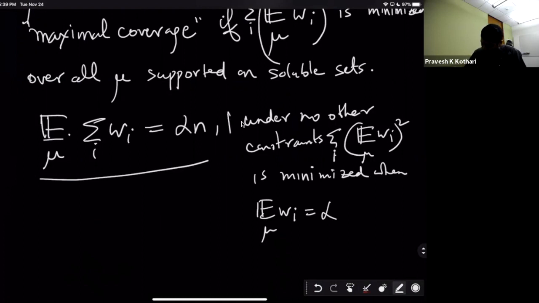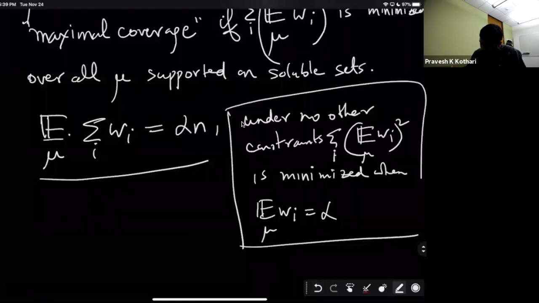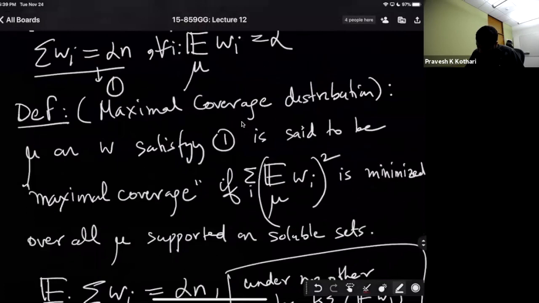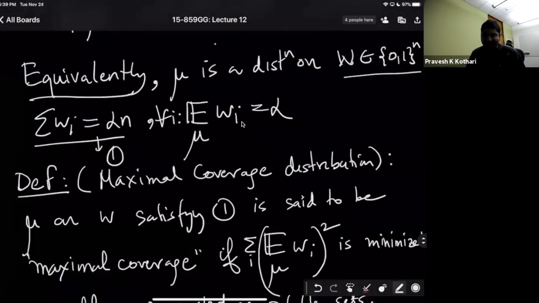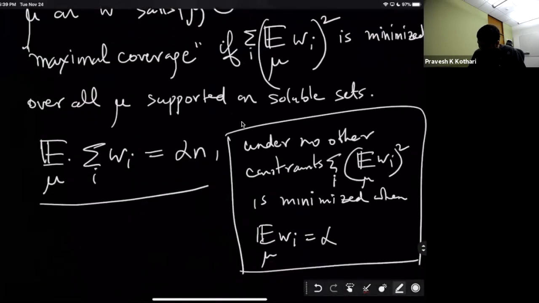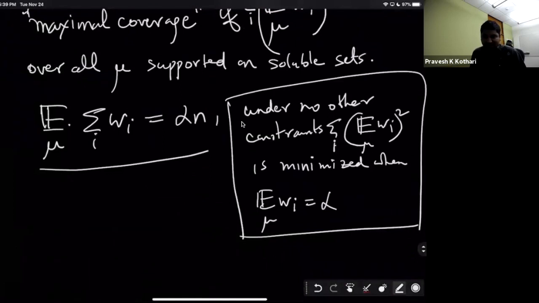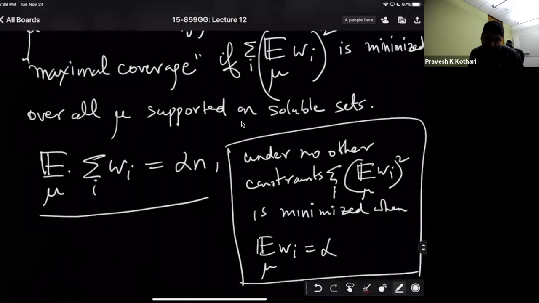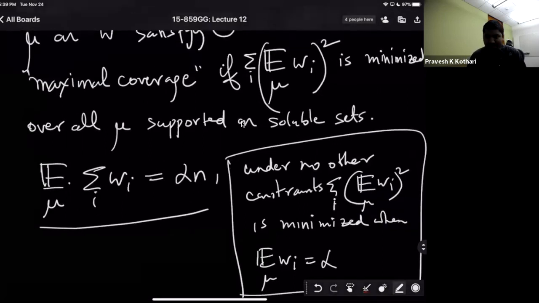So if I had no other constraints, I'd set them all equal, summing to alpha n, which is what the partition satisfied. You're saying, if there were no constraints, then I would have set this to alpha. But of course, I have constraints. Each point in my support has to be a soluble set. So I may not actually end up with alpha, but my hope is that this still gives me the maximal coverage property, that I can still argue that any distribution that is maximal in its coverage does intersect appreciably with the good set G. Does the definition make sense?